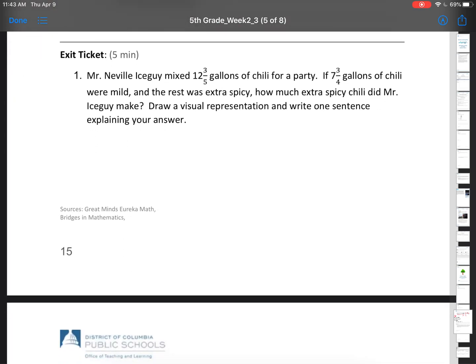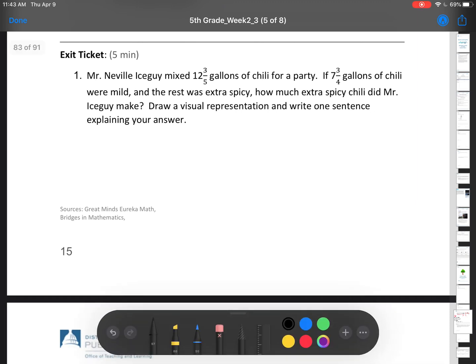So down to our exit ticket. Mr. Neville Ice Guy, that's random. Mr. Neville Ice Guy mixed 12 3/5 gallons of chili for a party. If 7 3/4 gallons of chili were mild and the rest was extra spicy, how much extra spicy chili did Mr. Ice Guy make?